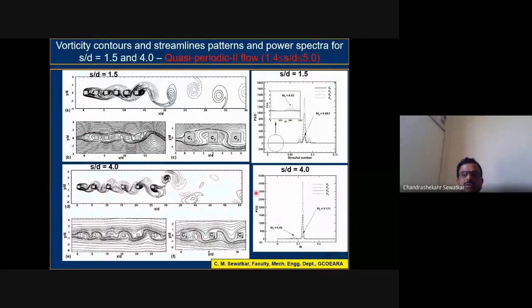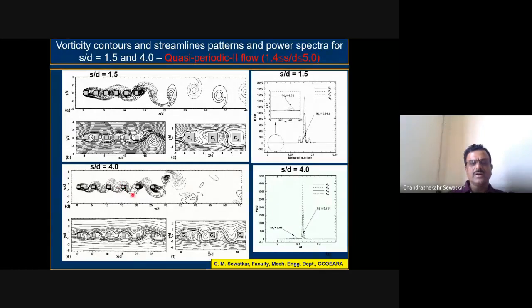And here I'm sharing with you the vorticity contours for S by D equal to 1.5 and 1.4, or even the streamlines. You can see the vortices. There is a large motion of vortices in between the gaps that leads to development of the secondary frequency. Some of the vortices even live at S by D equal to 4. Then some of the vortices even are shed from the body. So vortex shedding actually has started at S by D equal to 4.